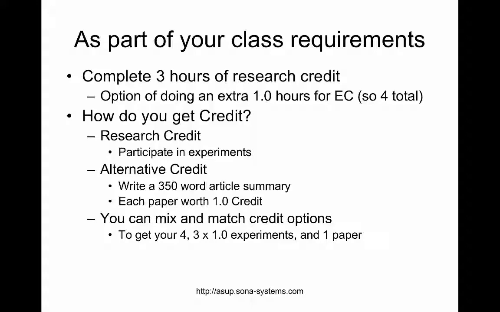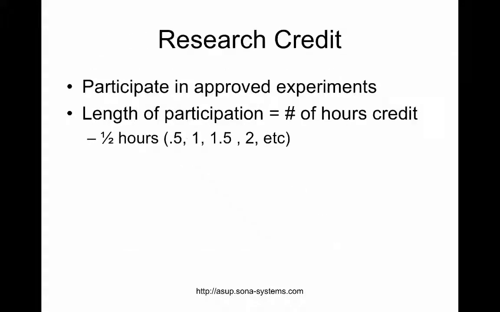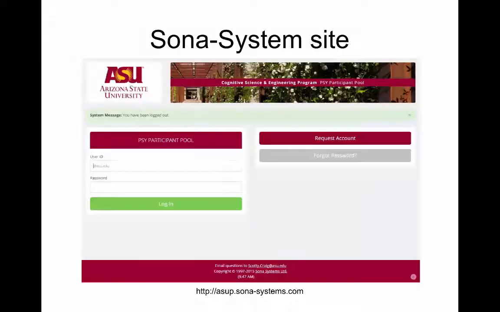You get credit by participating in experiments, or you could get credit by writing a 350-word article summary of several papers. Each paper will earn you 1 credit and requires 350 words or so. And then you can mix and match the credit options. So to get your 4, it would perhaps be 3 experiments and 1 paper. The length of participation equals the number of hours of credit. So a half hour would be 0.5 credits, 1 hour would be 1 credit, etc.